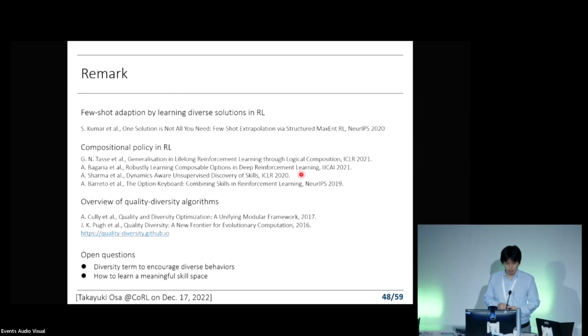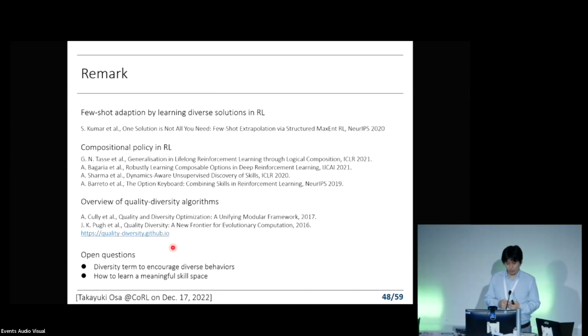Okay. Before concluding this part, I'd like to give some remarks. Fast adaptation by learning diverse solutions in reinforcement learning is shown by this paper. And composing complex behaviors by changing the latent variable is also shown in this paper. There are actually many previous studies, so if you're interested, please check these papers. In this talk, I didn't have much time to talk about quality diversity algorithms, but there is a lot of nice work there, and there are nice survey papers. So if you're interested, please check these survey papers.